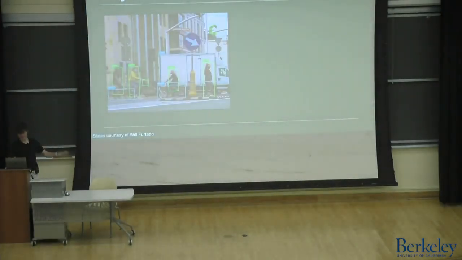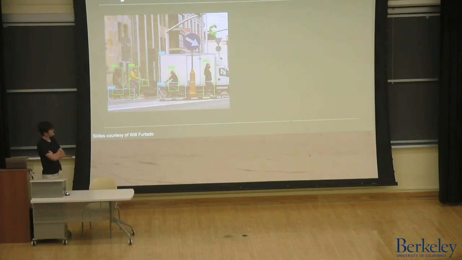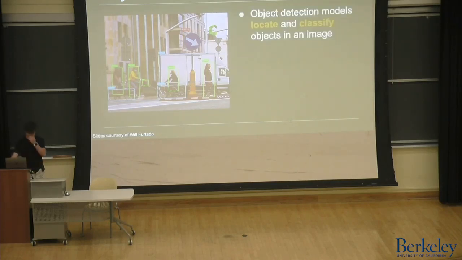So, recap, object detection. As you learned from Will last time, the goal here is you have an image, an array of pixels, and you're trying to detect objects, a high-level understanding of where, in this case, people are, or speaking of bicycles or road signs. Locating and classifying objects in an image, with a huge number of different applications.